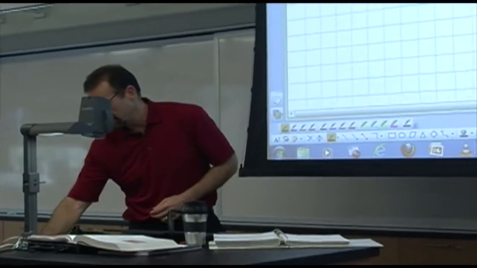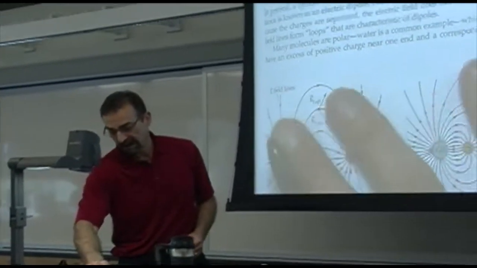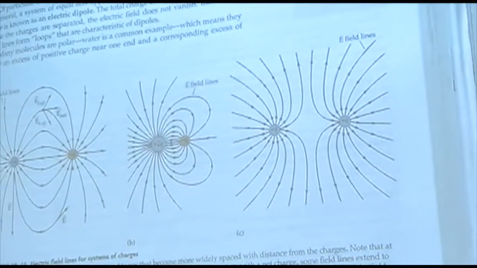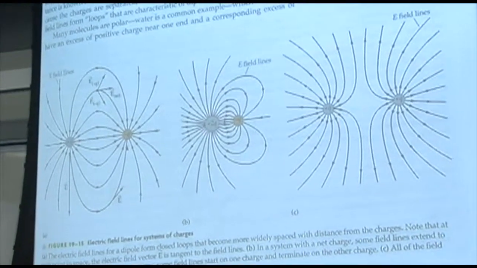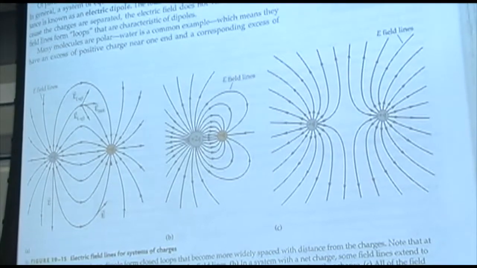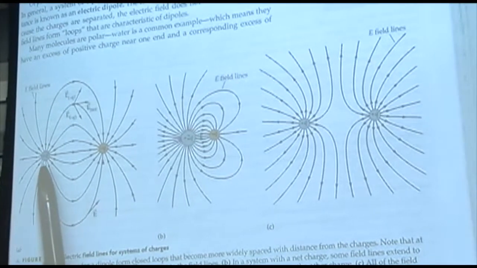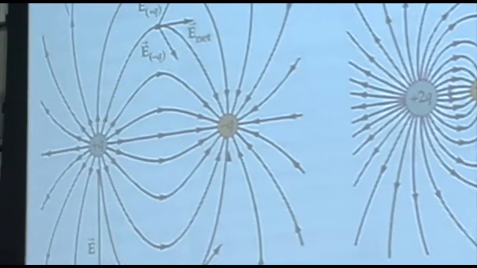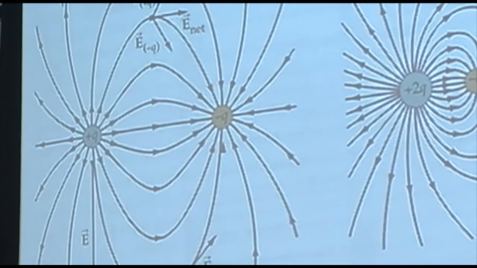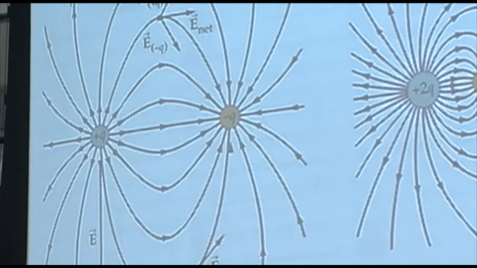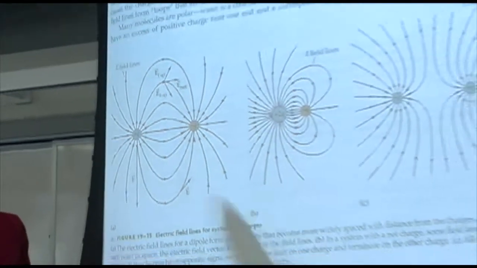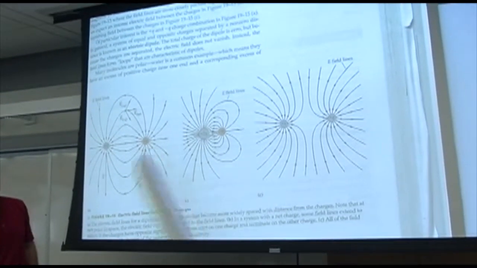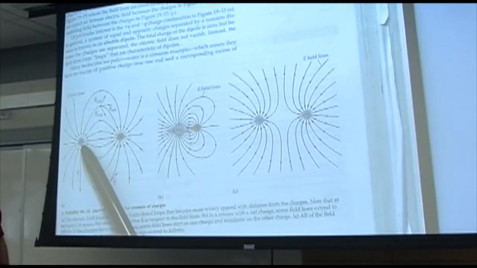They originate on positive charges. They terminate on negative charges. And the number of field lines is proportional to the charge. So you can see that these two charges both have the same number of lines that originate or terminate on them. So those two charges would be equal in magnitude. One of them, the lines go into, that's the negative charge. One they come out from, that's the positive charge.